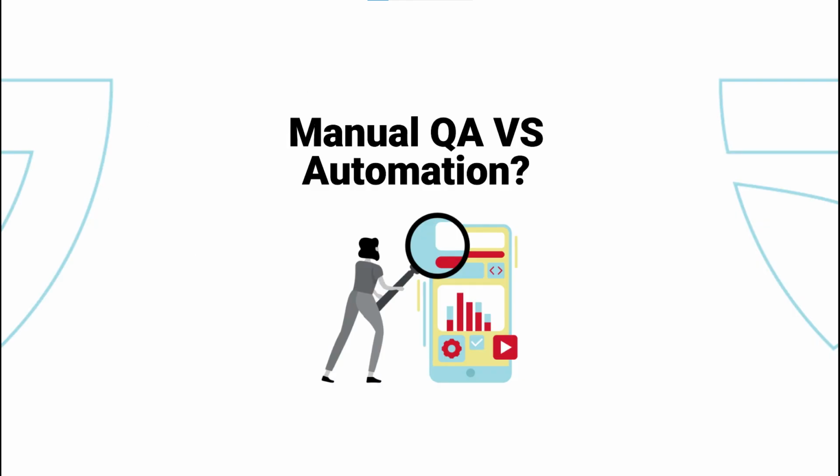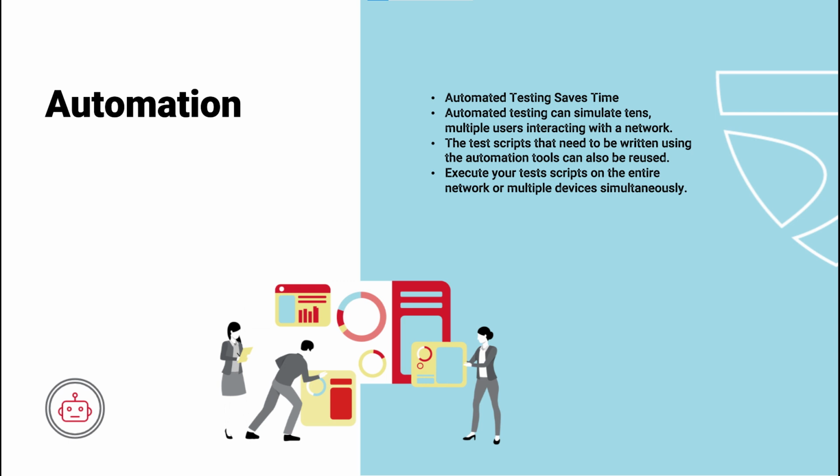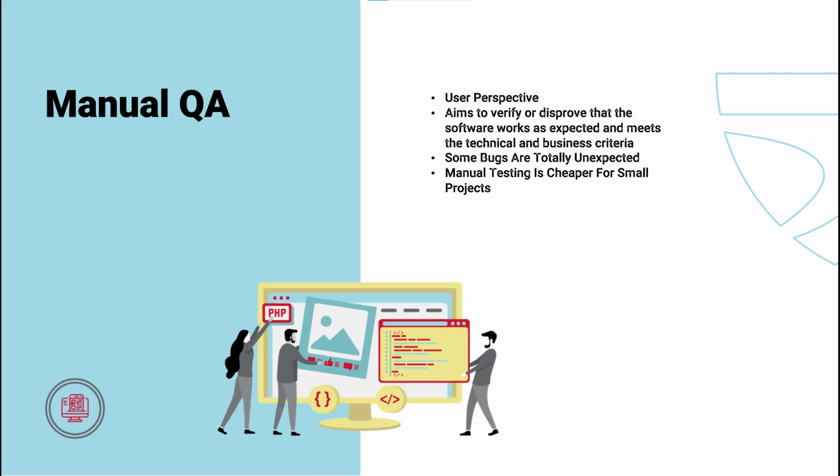And why manual QA versus automation? Okay, so here we are going to see some of the benefits from automation and ones from manual. As you can see, automation is saving time, can simulate hundreds of people interacting with a network, can run scripts, and can also execute these scripts on different networks or multiple devices at the same time. And why is manual also needed? Because manual is going to be more focused on the user perspective.